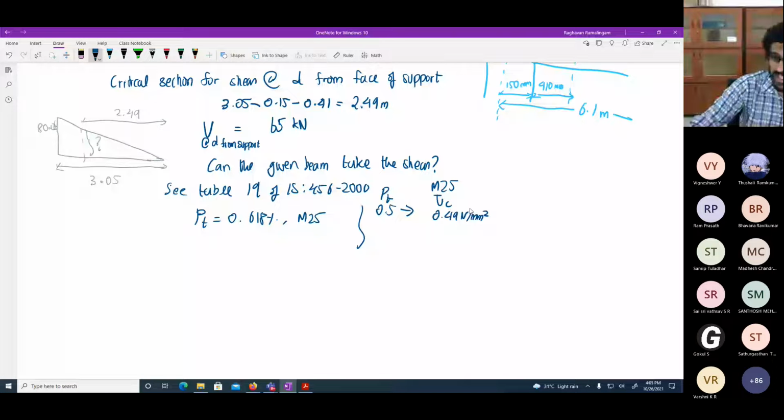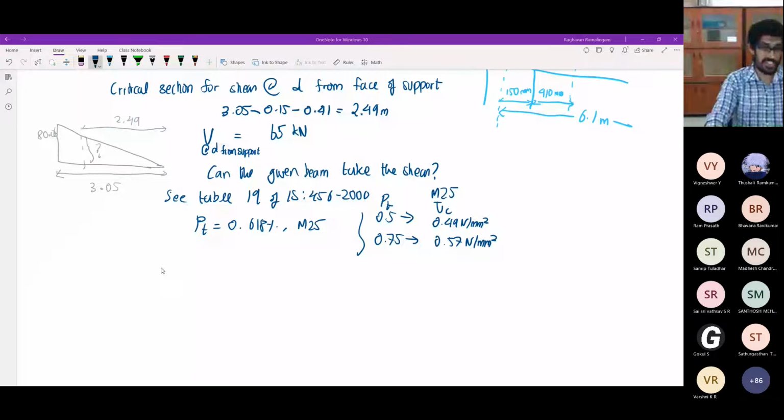See, for us, our percentage of steel is 0.618, which is somewhere in between 0.5 and 0.75. So for this particular case, my tau C, if you want, you can interpolate it. Otherwise, you just make an approximate guess of what the value will be. So my approximate guess for 0.618% of steel is halfway between this and this. So I'll write 0.53. Okay. So this is the strength of your concrete in shear. The shear strength of concrete.